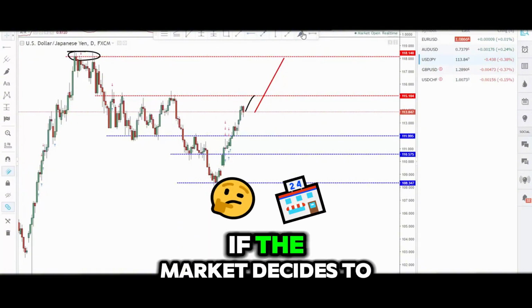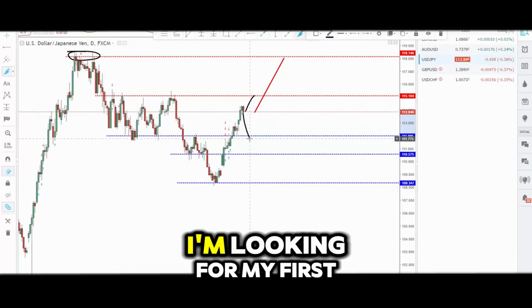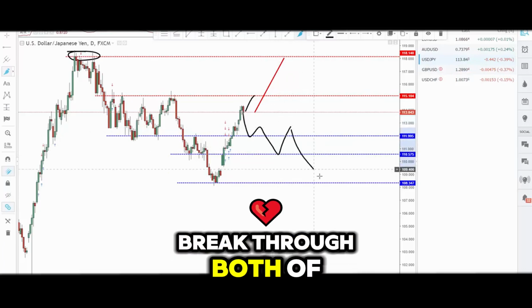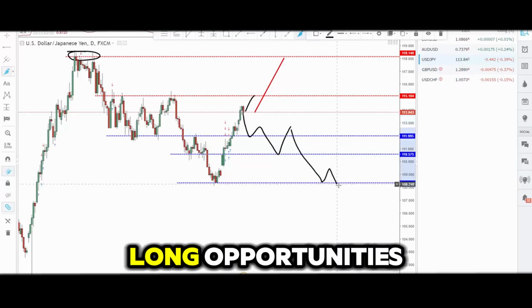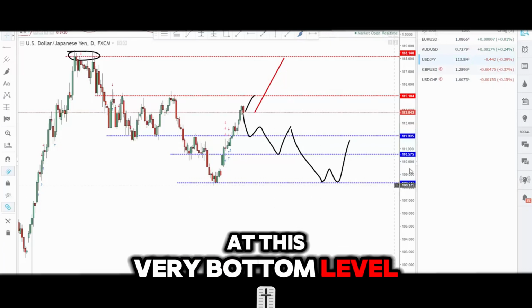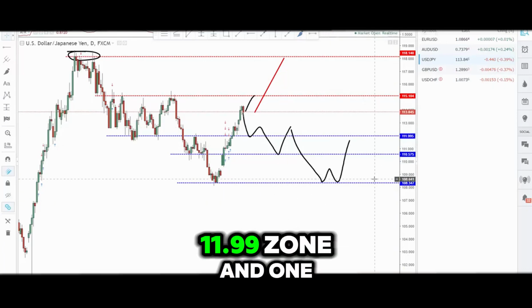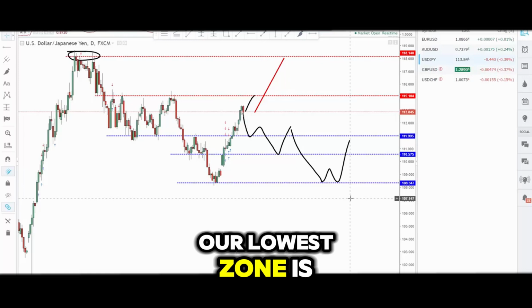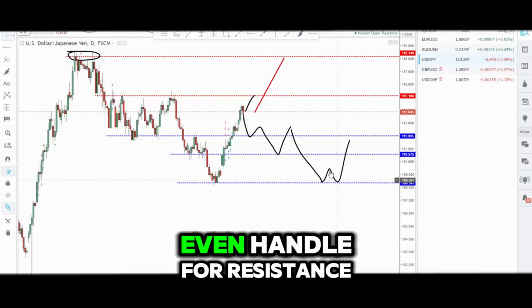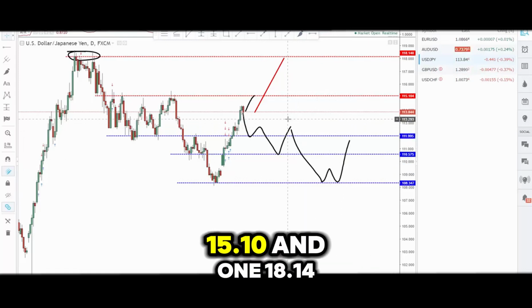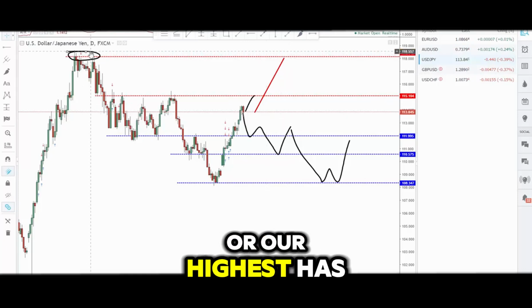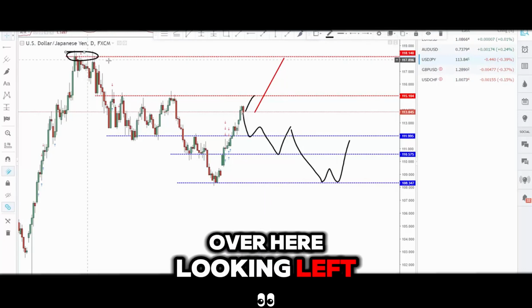Again, guys, if the market decides to push down, I'm looking for my first long there, second long opportunity there. And if we do break through both of those levels, then I'll also be looking for long opportunities at this very bottom level. So for support, we're looking at the 111.99 zone and 110.57 zone. And if we break through both of those, our lowest zone is going to be around the 108 even handle. For resistance, we're looking at 115.10 and 118.14, or our highest highs over here looking left.